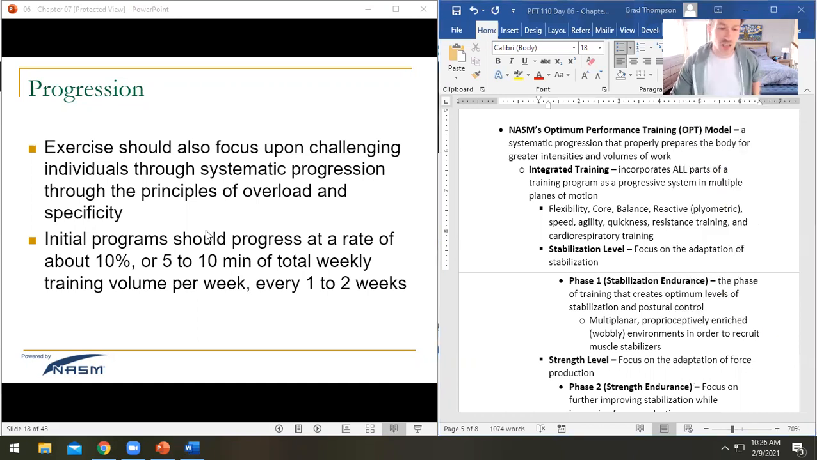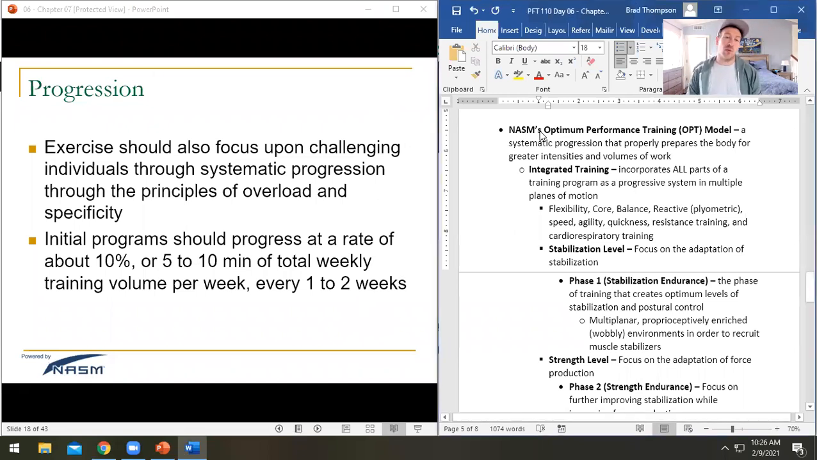All right. So let's take a look at a brief overview of these OPT rules that I mentioned at the beginning of the lesson today. We know that the principle of overload is really important. We talked about that in our physiology class. We have to work at intensities high enough to result in adaptation, so the body goes, oh man, I need to get stronger. That's what the OPT model is for. It's a systematic progression. Make sure that you're not advancing too quickly, but also not too slowly. It prepares the body for certain intensities.